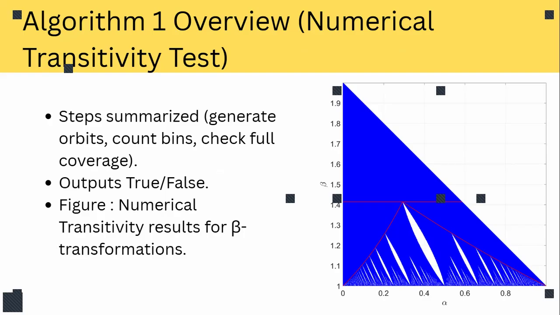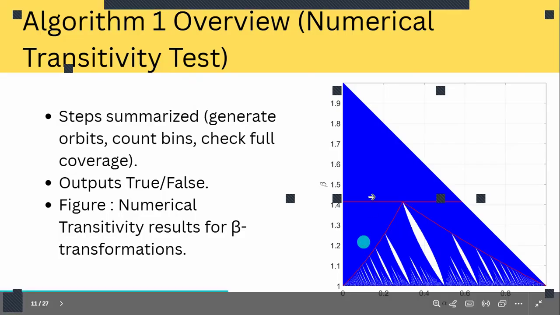Coming to the algorithm, we have 5 algorithms in our paper, and algorithm 1 is used for the numerical transitivity test. The algorithm goes like this. In step 1, we pick a random starting point. In step 2, it iterates the map many times, ignoring the initial transients. In step 3, it counts how many subintervals are visited. In step 4, if all subintervals are visited in any trial, we say the map is numerically transitive. This provides a quick and efficient diagnostic.